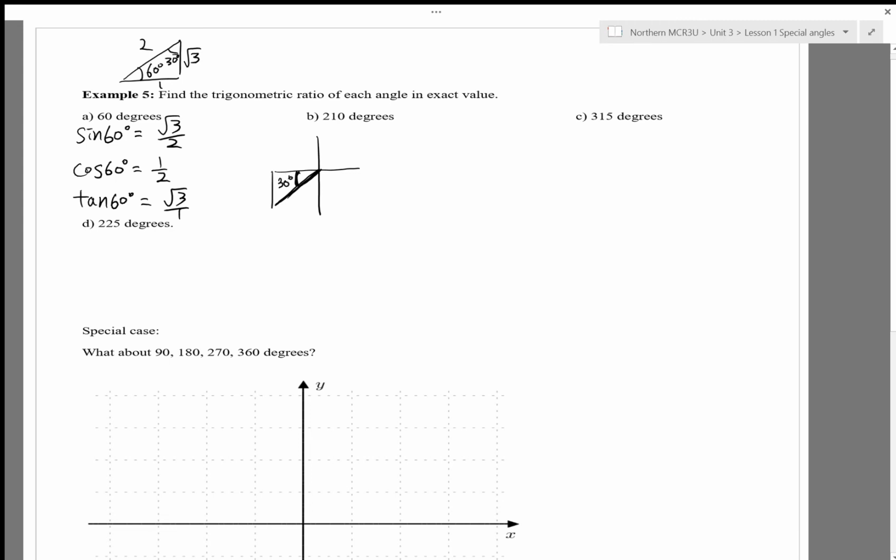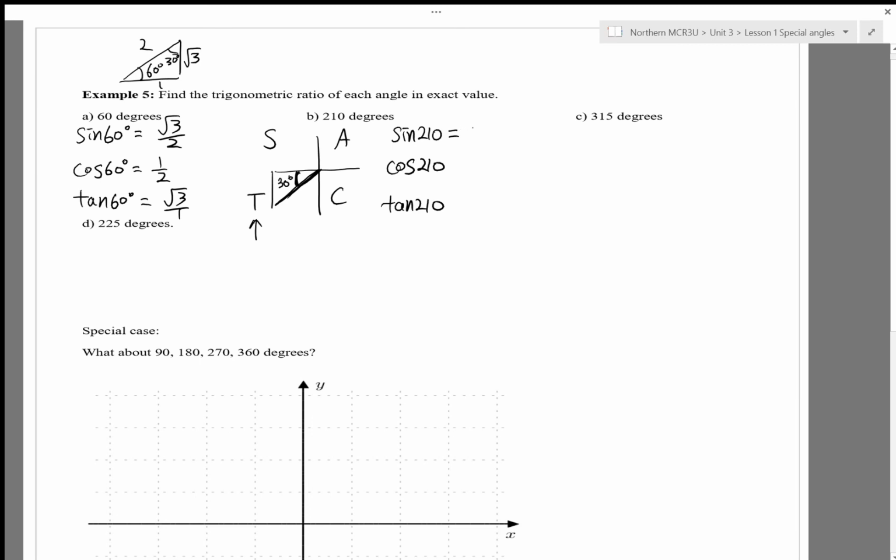Because from 180 you just rotate 30 degrees more, it becomes 210. So all you need is this, then create sine 210, cosine 210, tangent 210, since we're looking for all these. And remember that CAST system again. Now, according to the CAST system, only the T is positive.